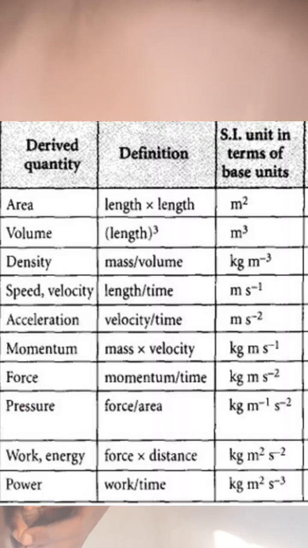But volume is a derived quantity, because a derived quantity is obtained by combining base quantities. Volume is length times breadth times height. Length is a length, breadth is also a length, and height is also a length. So when you combine base quantities, you form a derived quantity.